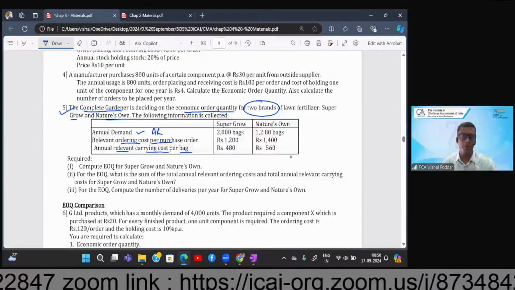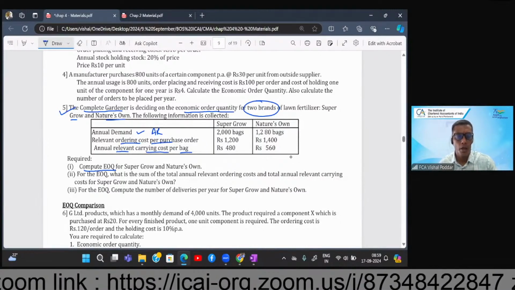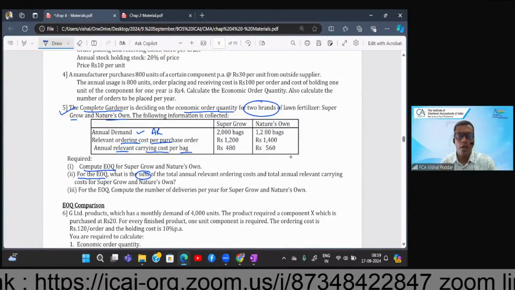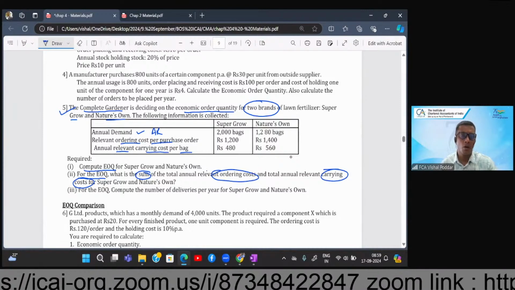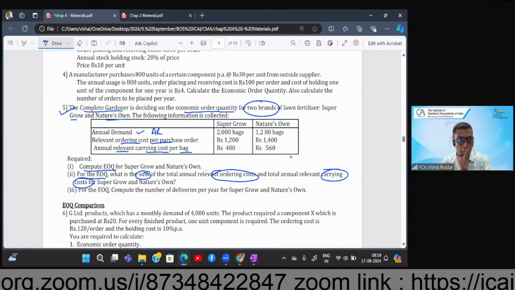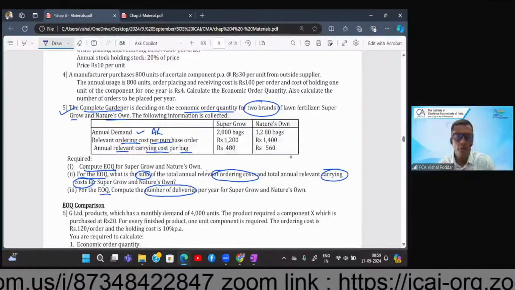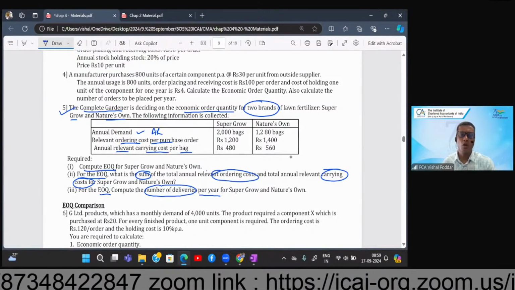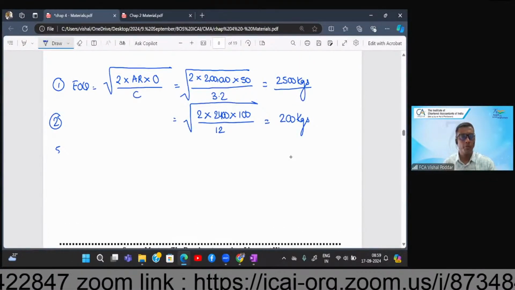But here, what are the questions asked? Please pay attention. First, they are asking you to compute EOQ for both. Second, for the EOQ, you have to find out the sum of annual ordering cost plus the carrying cost. So we need to find out annual ordering cost and carrying cost for each of these items and make a total. And something new: for the EOQ, compute the number of deliveries you are required. I want you all to solve it parallelly alongside me. Maybe if you can solve it even before me, that should be great.